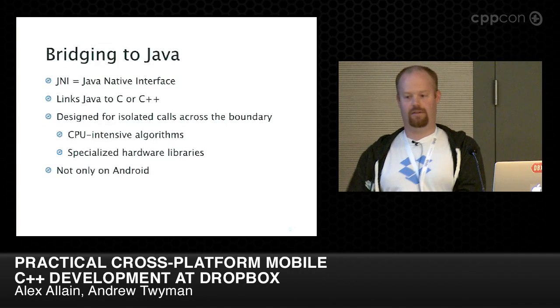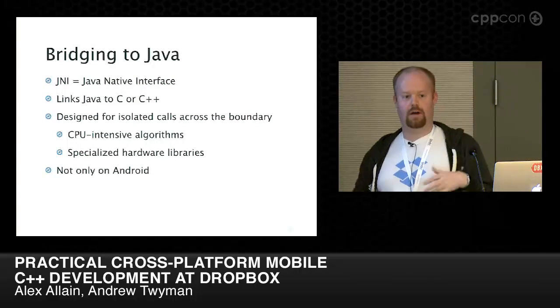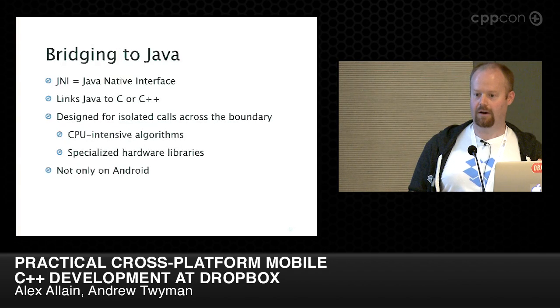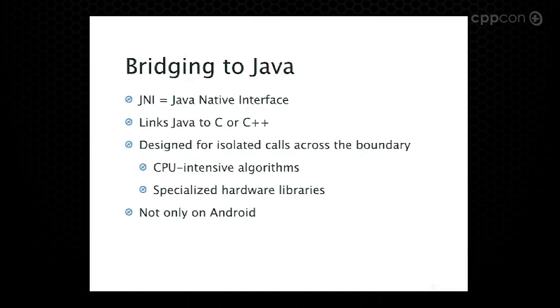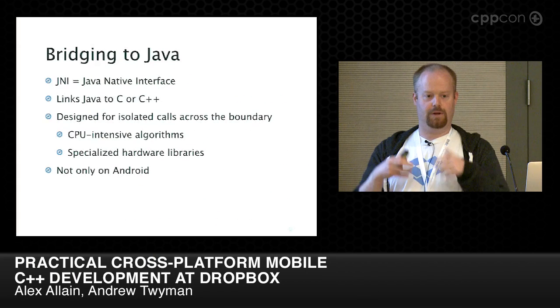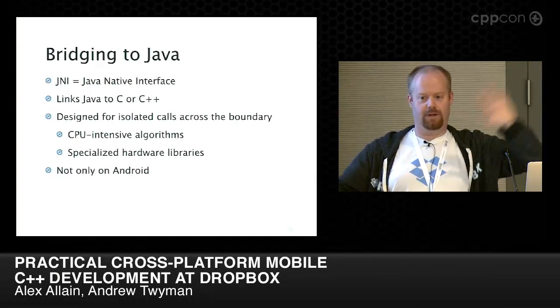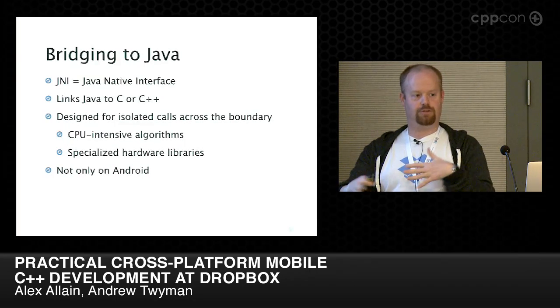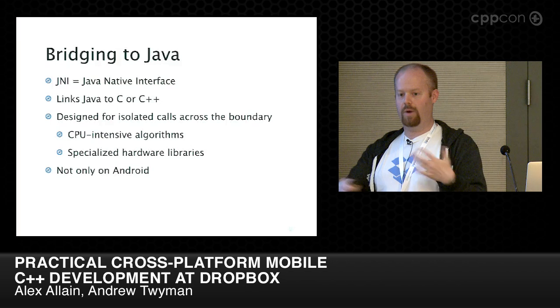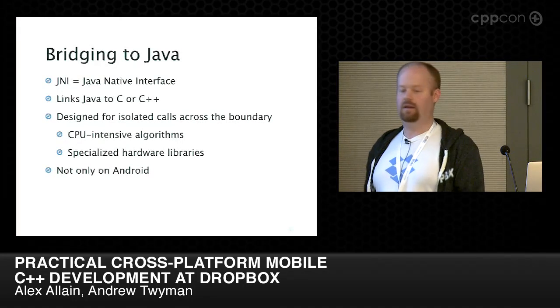It lets you link Java to native code, and unfortunately there are two definitions of native here. For Djinni, native means not Java. For us, when we're talking about platform-specific code, native means Java. And it was designed really for isolated calls across the boundary. You wanted to call into C++ to do some big, complex calculation that was CPU intensive, get back a result. Or you wanted to have a specialized driver for your specialized hardware, you could do that using Djinni.